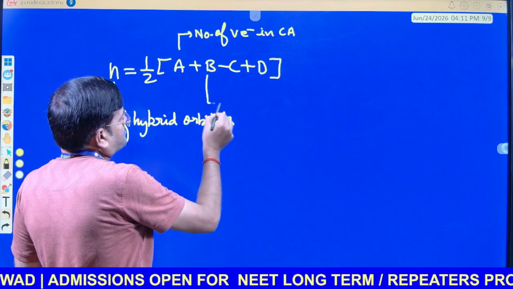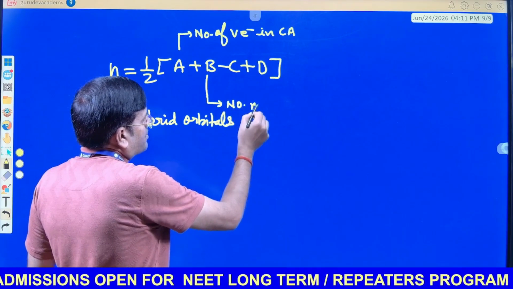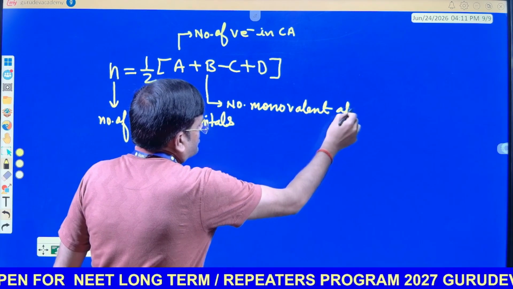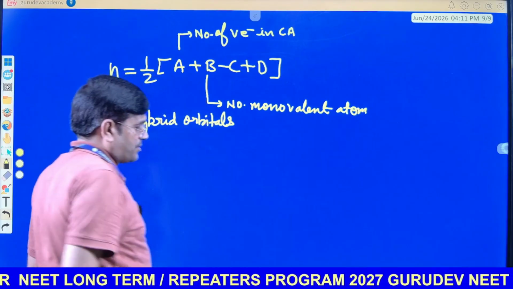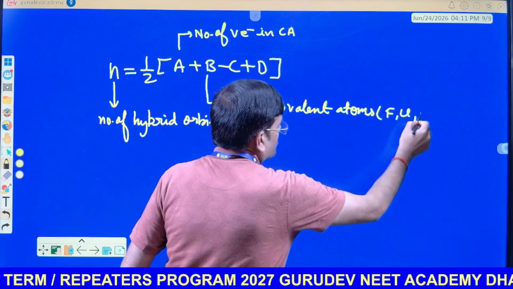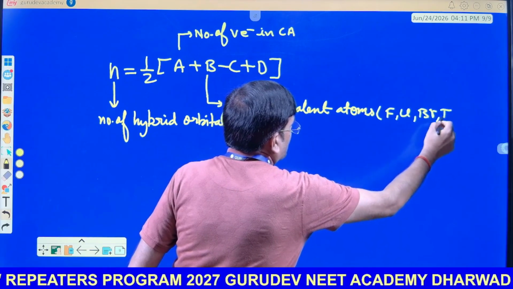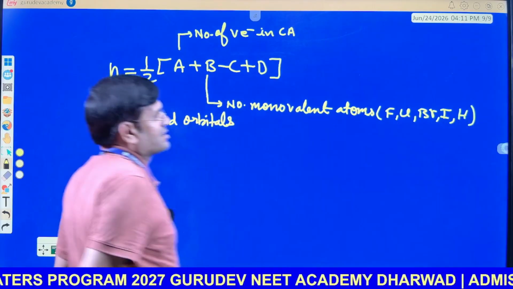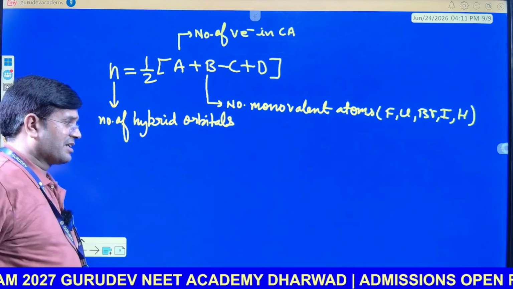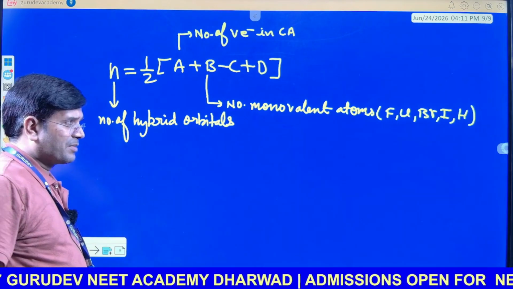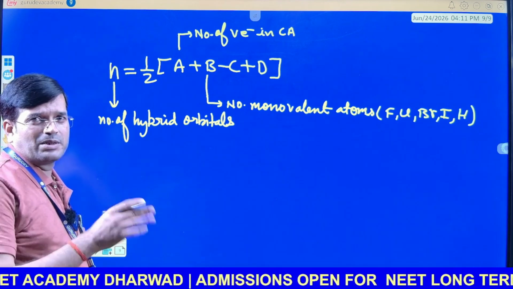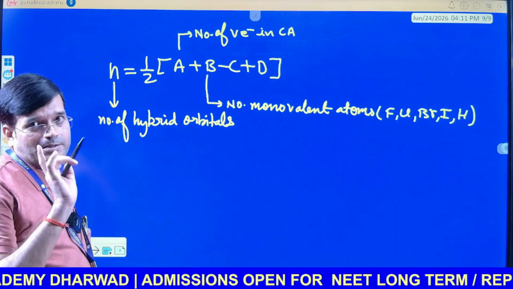What about B? B is the number of monovalent atoms. Notice it, this is very mandatory to know, beta, monovalent atoms. And these are countable: fluorine, chlorine, bromine, iodine and hydrogen. Only these. If any of these 5 atoms are there, you have to count their number, 1, 2, 3, whatever the number is. If oxygen is there, leave it. You only have to count the monovalent atoms.